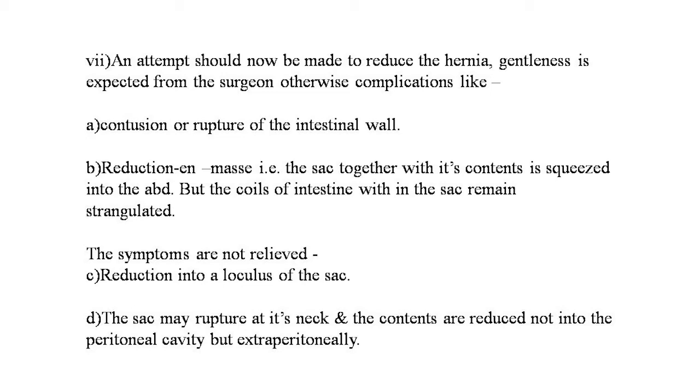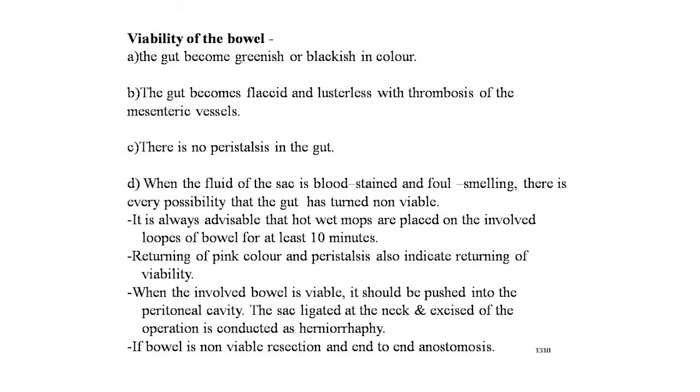The symptoms are not relieved. Reduction into the loculus: the sac may rupture at its neck and the contents are reduced not into the peritoneal cavity but extra-peritoneally. Now the viability of the bowel, how to test it? The gut becomes greenish and blackish in color. The gut becomes flaccid and lusterless, with thrombosis of the mesenteric vessels. There is no peristalsis in the gut.